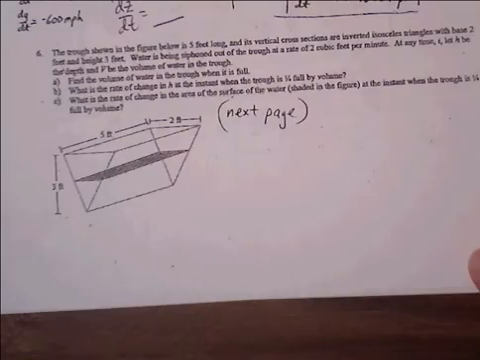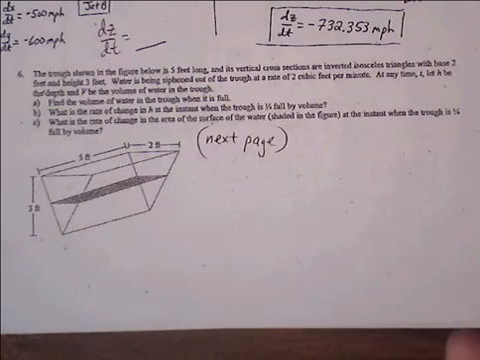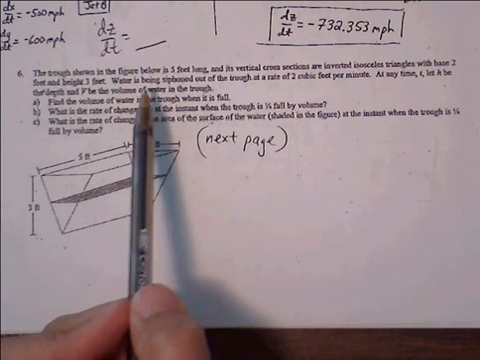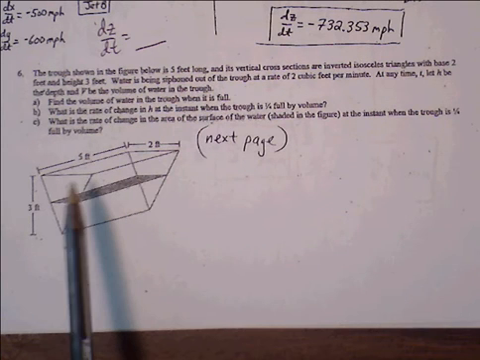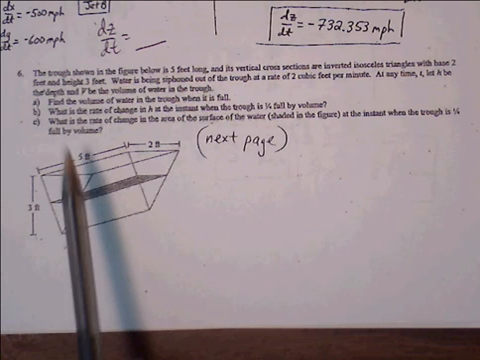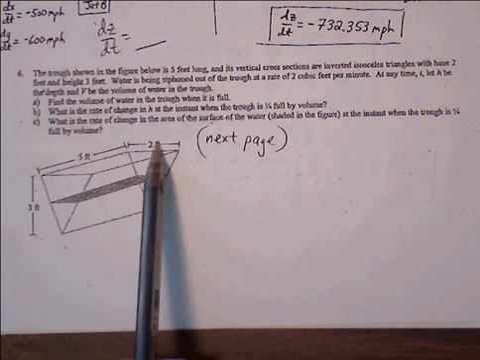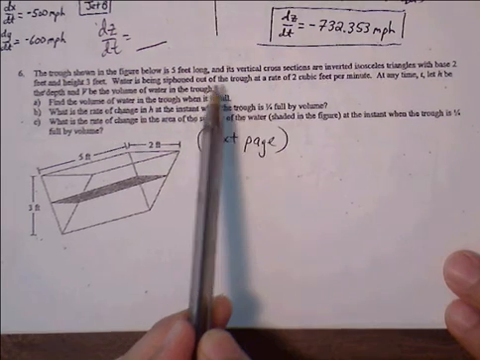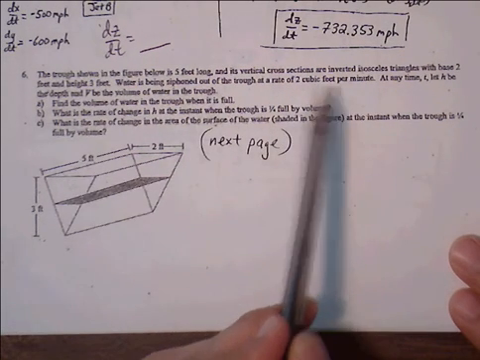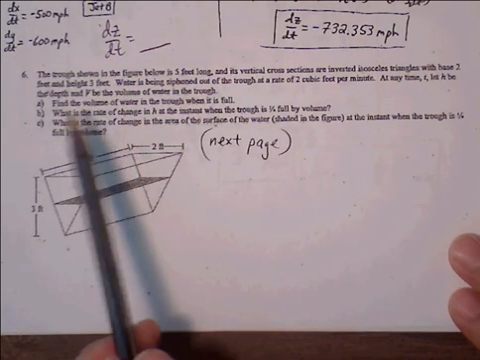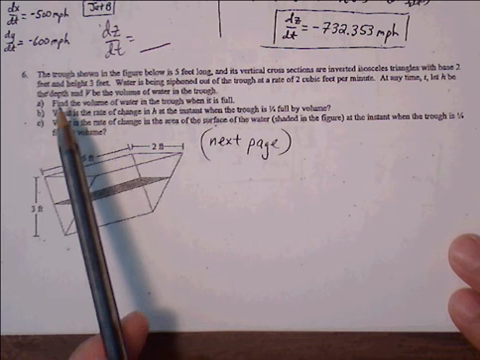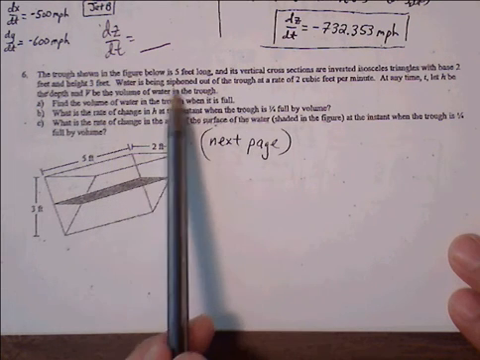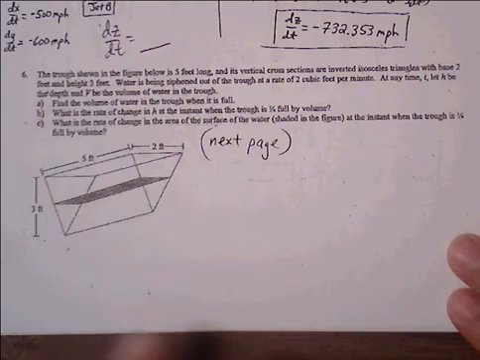All right, number 6 here. The trough shown in the figure below is 5 feet long, and its vertical cross sections are inverted isosceles right triangles. Okay, 2 feet, 5 feet, and 3 feet. Water is being siphoned out of the trough at a rate of 2 cubic feet per minute. At time t, let h be the depth and V be the volume. Find the volume of the water in the trough when it is full. I'm going to the next page where I have the solutions worked out here.